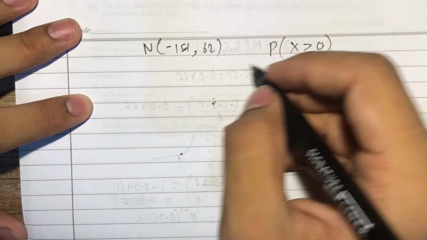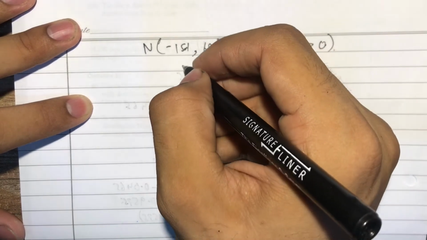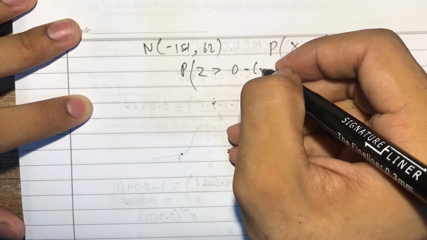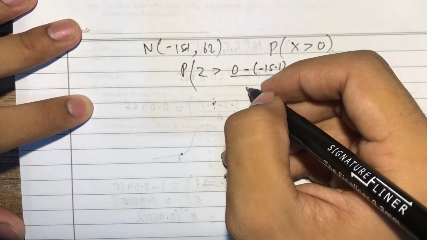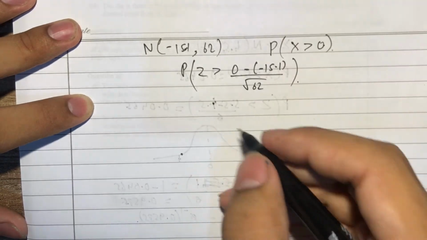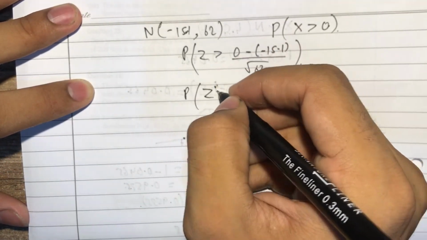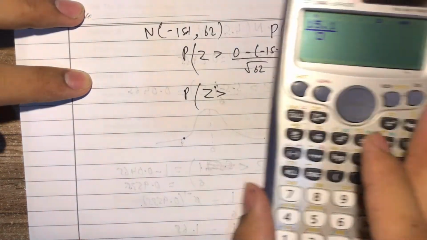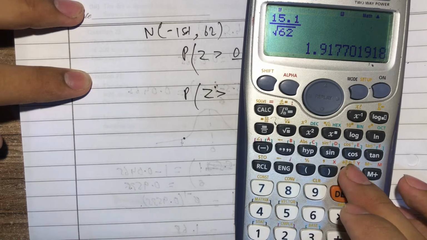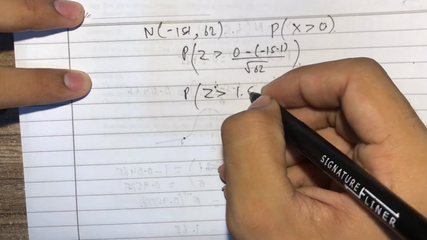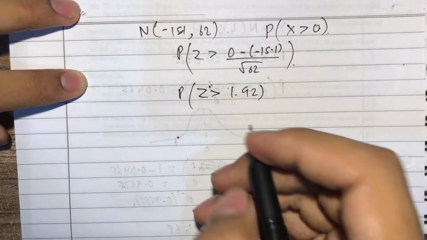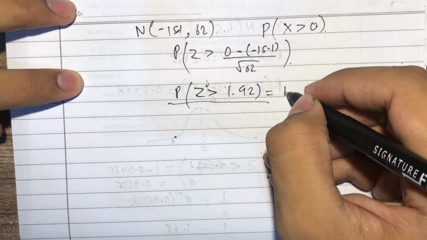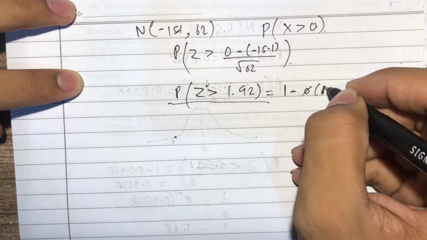Now this is for the non-standard normal distribution. I'll standardize it. So z is greater than 0 minus negative 15.1 upon root 62. So this means the probability of z greater than 15.1 upon root 62, this is 1.92. You have to find the probability of this in the standard normal distribution. So that is 1 minus phi of 1.92.